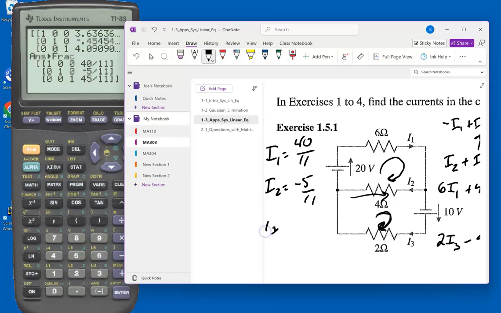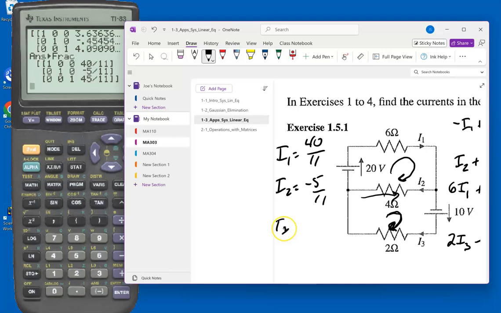And I3 is 45 over 11. The negative sign here is indicating that the arrow is actually backward in the diagram. It's saying the I2 is actually flowing the other way. That's what the negative I2 means. In the diagram we set up the arrow going that way to get our equations, but really the current is going to the right instead of the left.